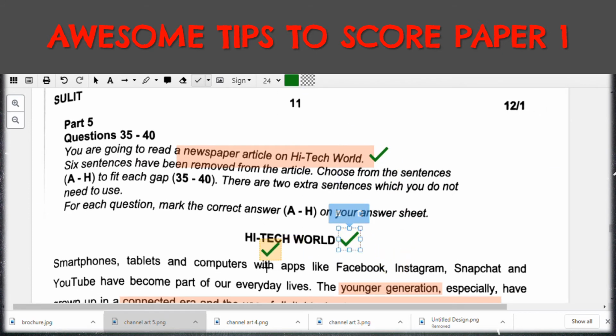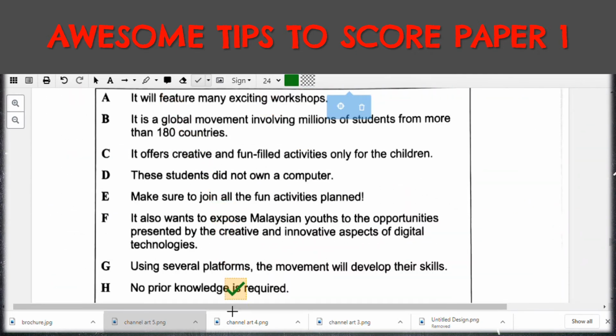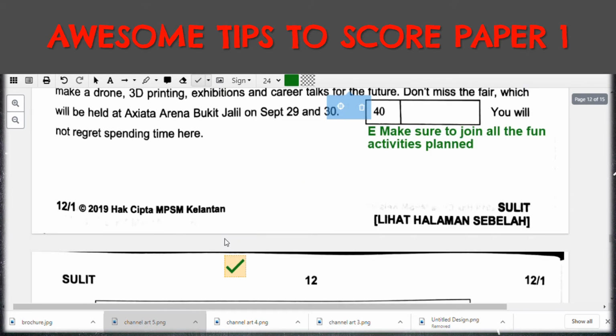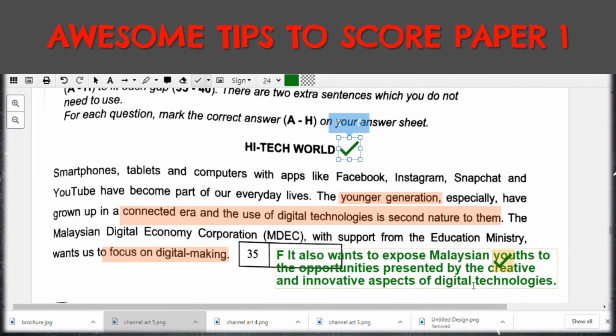Okay, then after that you scan through what are the possible answers. You read through. Then, how do you get the answers? You have to read before. Let's say the question 35. You have to read before or sometimes after. You see? So the ones I highlighted, all these are the keywords, to actually be 100% sure this is the answer.